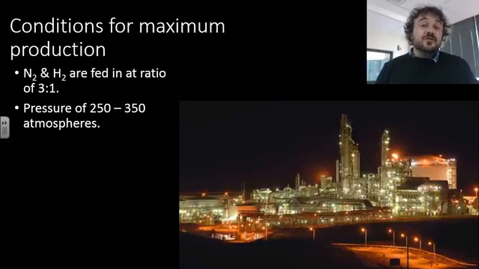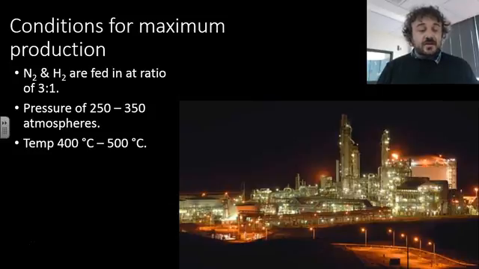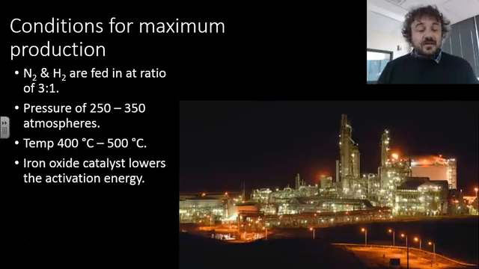The pressure is 250 to 350 atmospheres. That's huge. That is a massive pressure. The temperature is between 400 to 500 degrees. It could be much hotter, and the rate of reaction would be much, much faster. But as the rate of reaction goes up because of temperature, what's actually going to happen is the yield will decrease. The iron oxide catalyst lowers the activation energy, and this allows us to run the reaction at a lower temperature yet again.